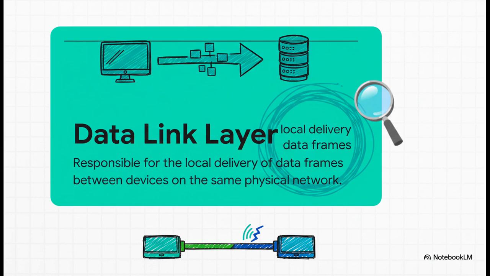So here's the more formal definition, but the key things to remember are right there: local delivery and data frames. This layer is all about that first hop, making sure data gets safely between two devices that have a physical link, whether that's the Wi-Fi signal between your laptop and your router or an actual cable plugging two servers together.